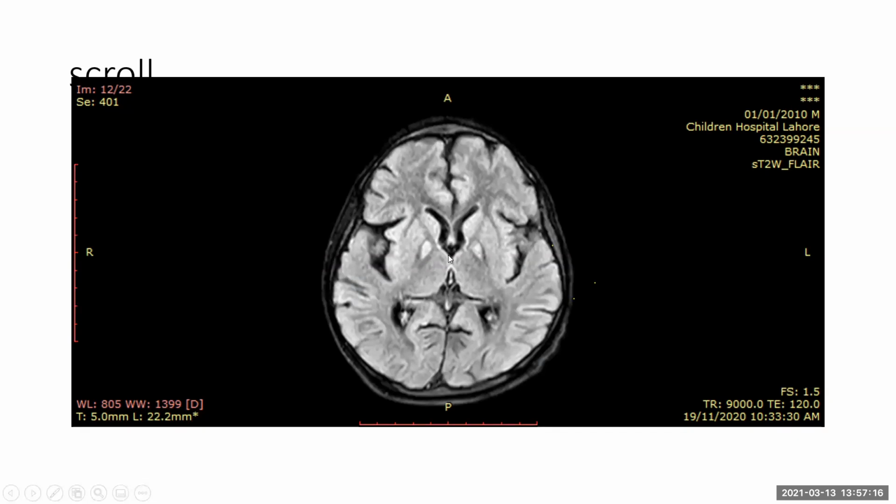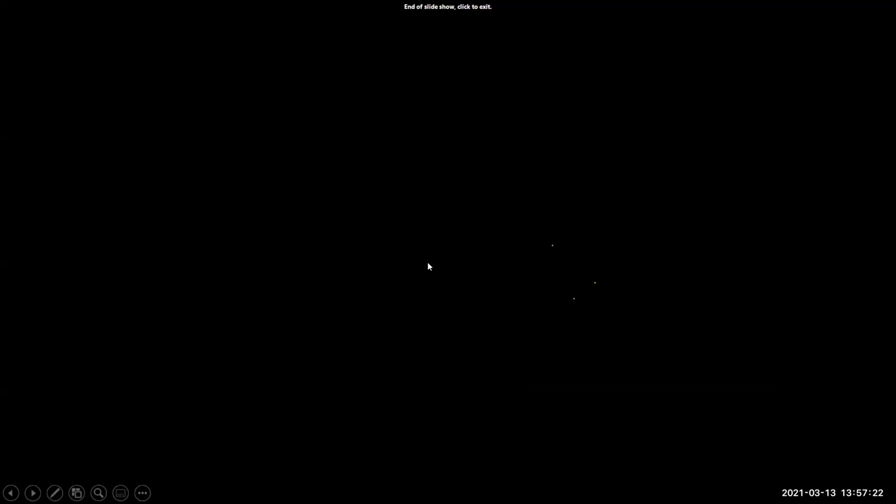This is hyperintense globus pallidus, Hallervorden-Spatz disease. Hyperintense. Okay, so that's it.